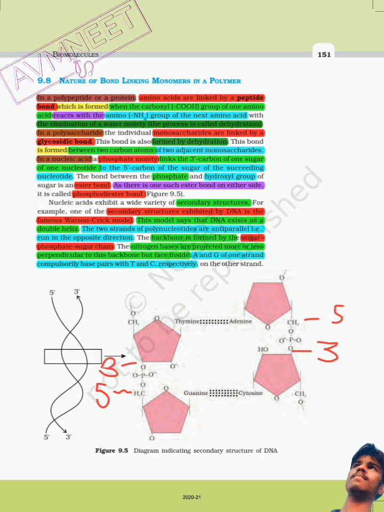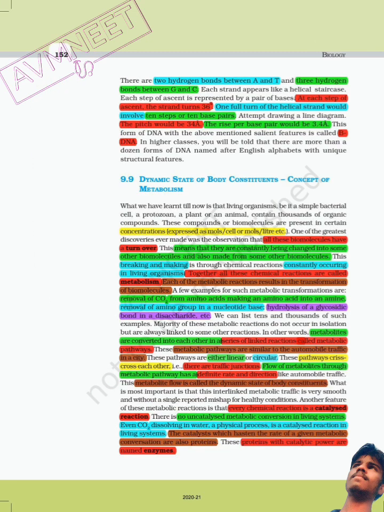Adenine and guanine of one strand compulsorily base pair with thymine and cytosine, respectively, on the other strand. There are 2 hydrogen bonds between adenine and thymine and 3 hydrogen bonds between guanine and cytosine. Each strand appears like a helical staircase. Each step of ascent is represented by a pair of bases. At each step of ascent, the strand turns 36 degrees. One full turn of the helical strand would involve 10 steps or 10 base pairs.